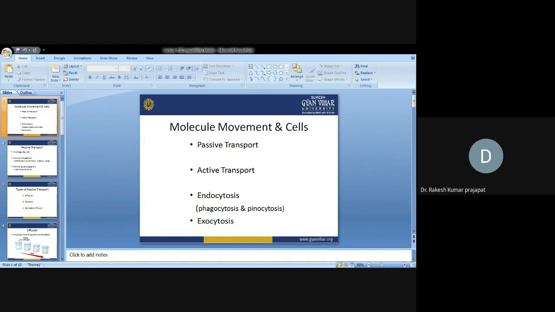High moves toward the low. That is passive transport. It totally depends on no energy, and it is because of the difference in the concentrations. If we talk about the different types of passive transport, there are diffusion, osmosis, and facilitated diffusion.